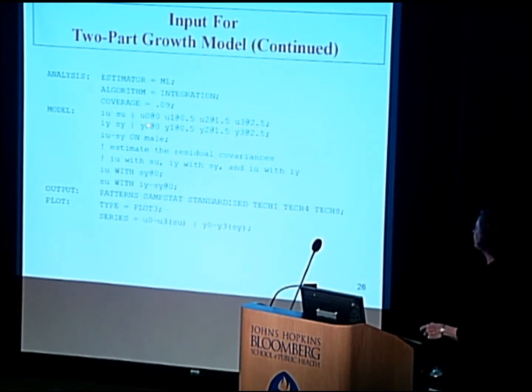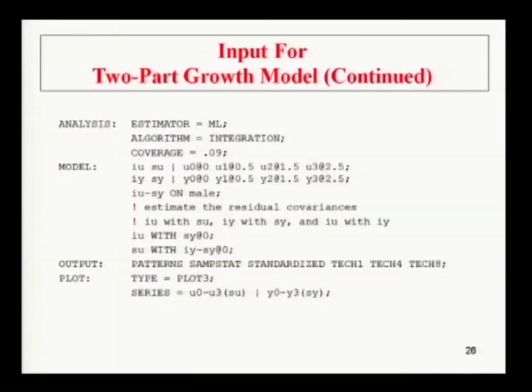And we are specifying a linear growth model for both of the processes. So once again, 0.5, 1.5, 2.5. And we're regressing all of the growth factors on male using the on statement.